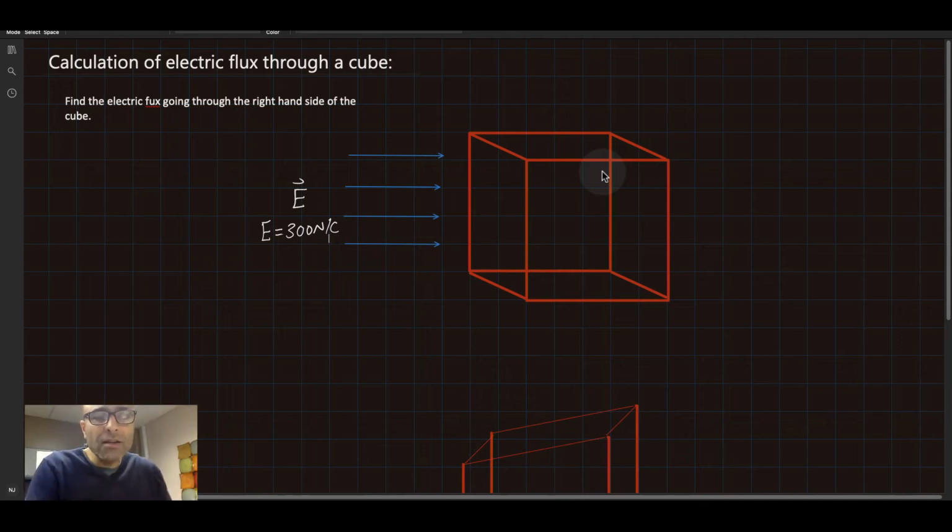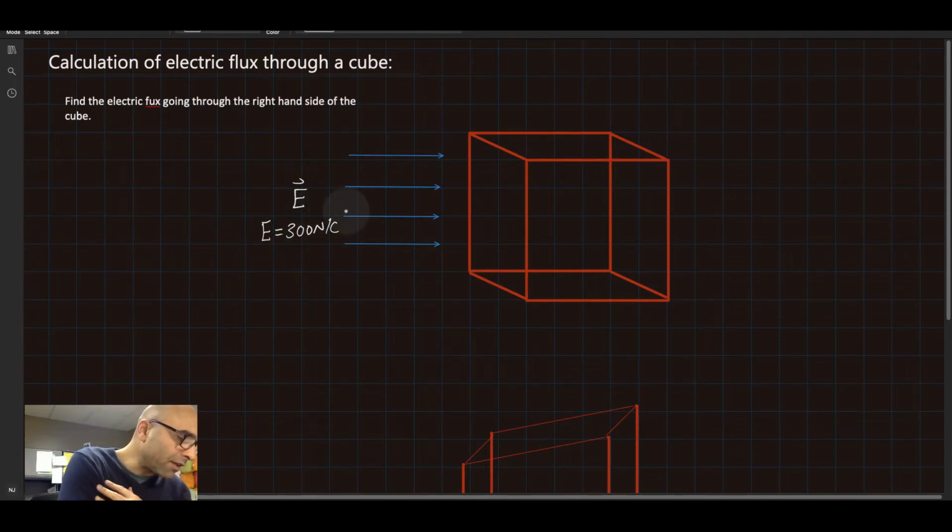Hello everyone. This is a great example about an application of electric field flux going through some kind of surface, a closed surface or any type of surface. So we have here a cube, and as you can see in this cube there is an electric field going from left to right, and the electric field value is 300 Newton per Coulomb, and we want to find the flux going through the right side of the cube.